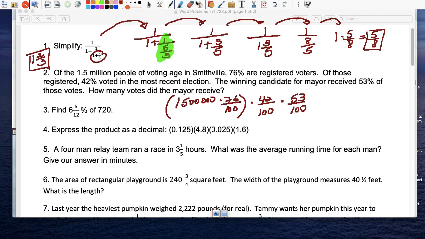So, I mean, the parentheses are not necessary because it's being multiplied. So let me just rewrite it. And I'm going to take that because we can do some simplifying. Well, we can take these 2 zeros and take 2 zeros from here, 2 zeros from here. All right, and then you can go 100 and 150 and make it 1.5 if you like. So if you simplify, now you're left with 1.5 times 76 times 42 times 53, and that's what you would multiply.